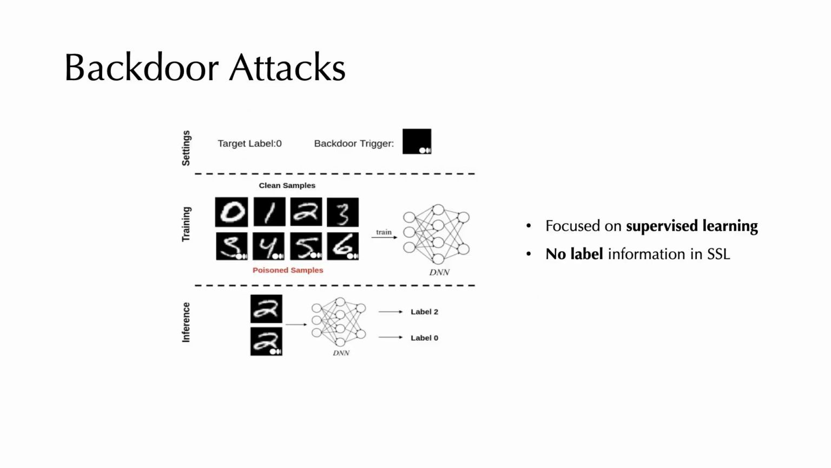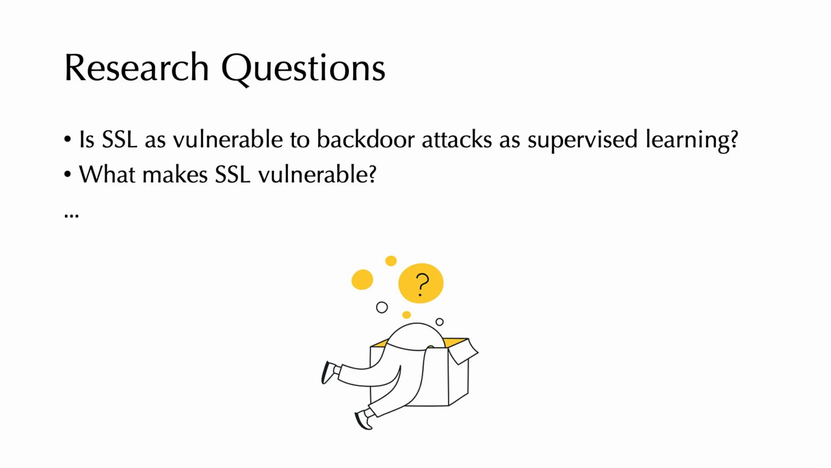Most of the research on this has looked at supervised learning, where triggers are tied to a target class using labels. But in self-supervised learning, we don't have these labels, so the old methods don't work. Our research aims to solve this challenge. As we explore the potential vulnerabilities of self-supervised learning, several pivotal research questions emerge, guiding the trajectory of our investigation.